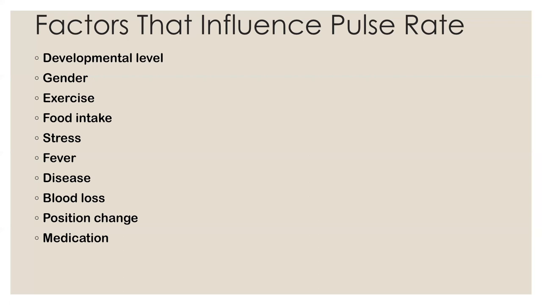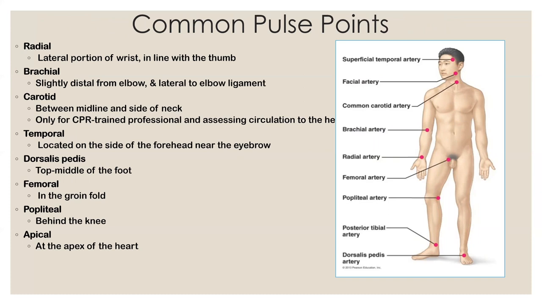All right. And so, common pulse points. The pulse can be obtained in two ways. It can be obtained by palpation, which means to touch and feel, or it can be obtained by auscultation, which means to listen, okay? So the apical pulse reading is the most accurate place to listen to the heart rate.